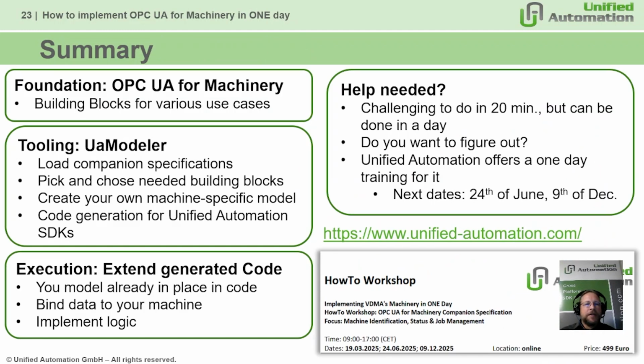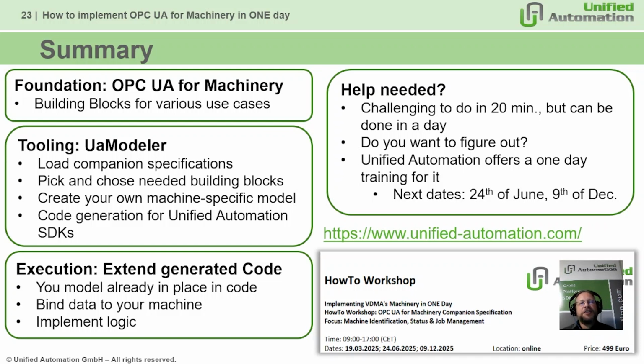To summarize this, the foundation is the OPCUA for machinery specification. We have building blocks for various use cases. When you want to implement them the way I've showed you, you have the UI modeler for tooling, you load the companion specifications, you pick and choose what building blocks you want, create your own machine-specific model, and then you can do the code generation for the unified automation SDKs. The generated code is already out of the box running, and you have a server providing you the information model, but you need to bind the data from your machine so that the correct data is shown, and you need to implement logic like for the job management and so on.